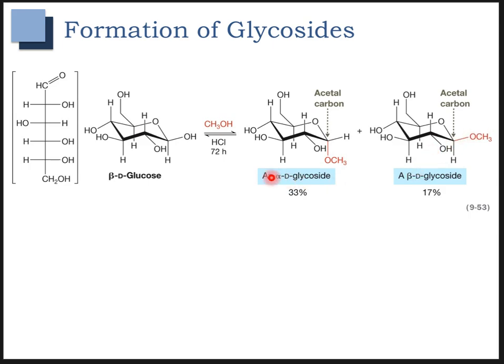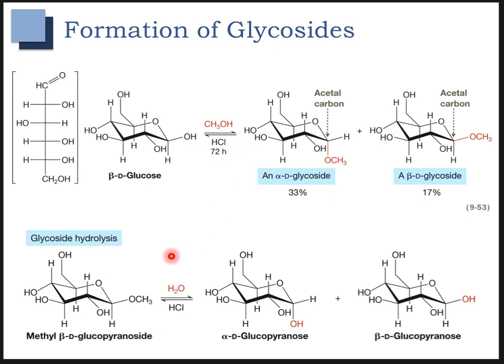So this glycoside formation, you notice this double arrow means that it's reversible. So once you have the glycoside, you can just add water and acid to go back to the pyranose form. So methanol and acid will give you the glycoside, and water and acid are going to give you the pyranoses back.